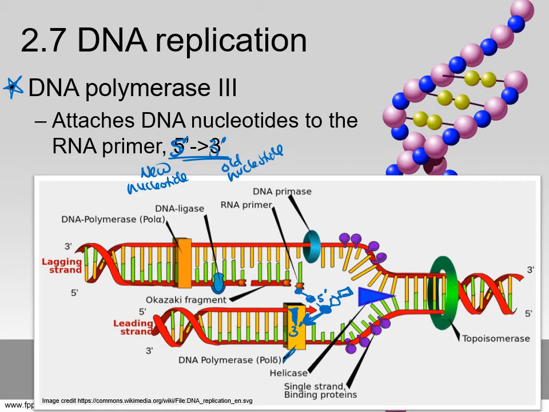So we've got all this energy in these extra phosphate groups. The polymerase enzyme is going to chop those phosphate groups off and use that energy to stick that last phosphate group onto the growing strand of DNA. So DNA replication happens in a 5' to 3' direction. 5' of the new nucleotide is going to stick to 3' of the previous nucleotide.